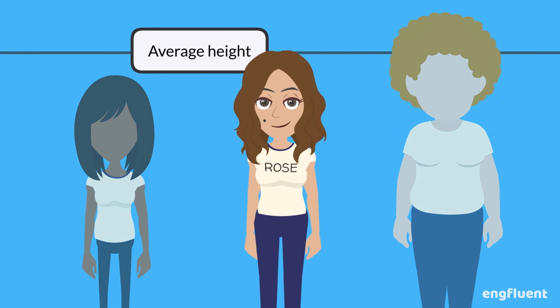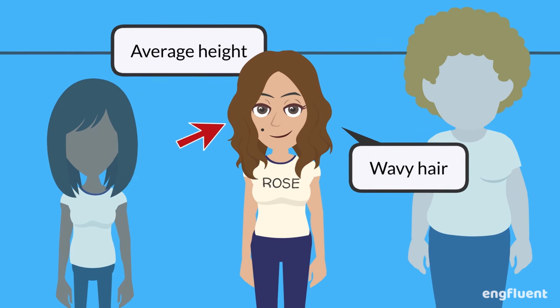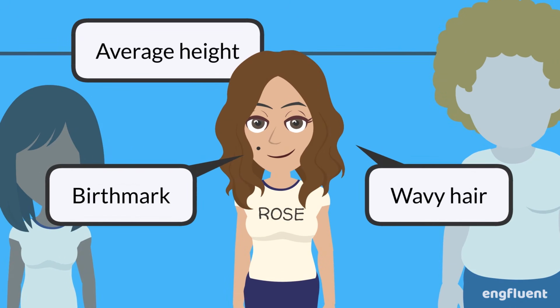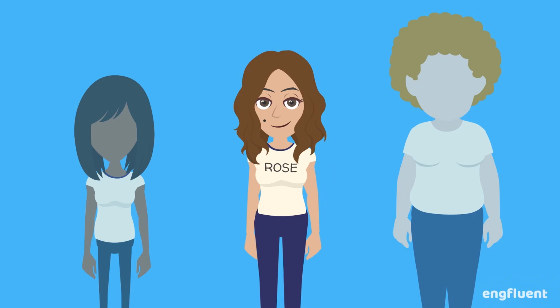Rose is average height, not too short and not too tall. She has wavy brown hair. The word wavy comes from the word wave. So, just like small waves in the water, her hair has a soft wave to it. She has a birthmark on her face. A birthmark is a mark or spot you're born with. Now, let's begin our Q&A for Rose.